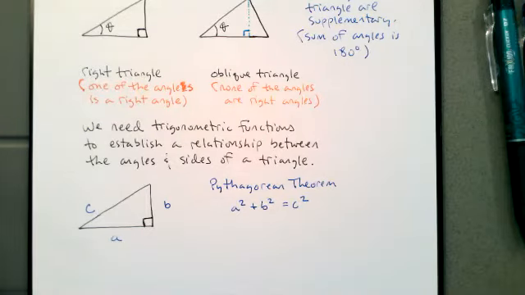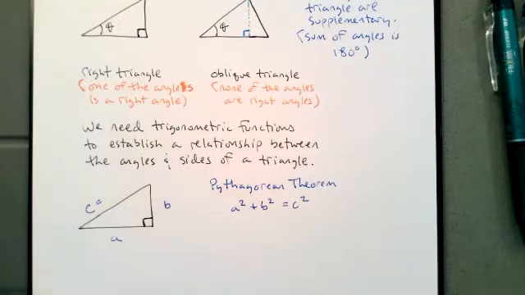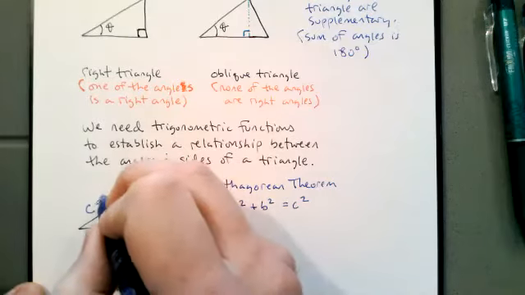What's the word for C? What do we call the side opposite the right angle? We have a word for it. The hypotenuse. Awesome.